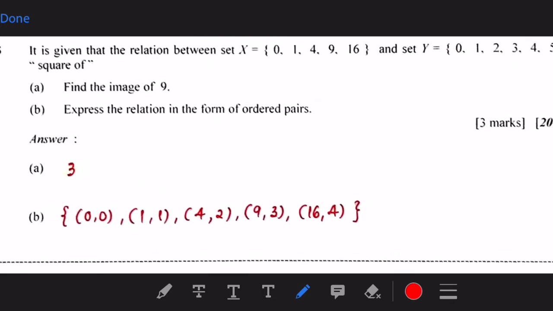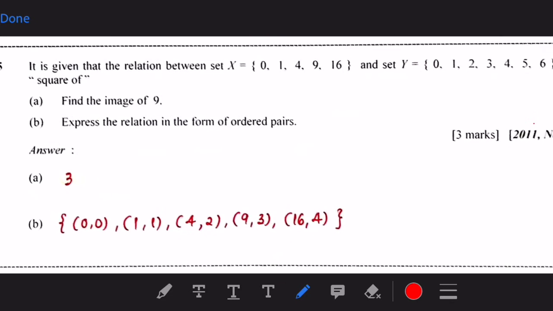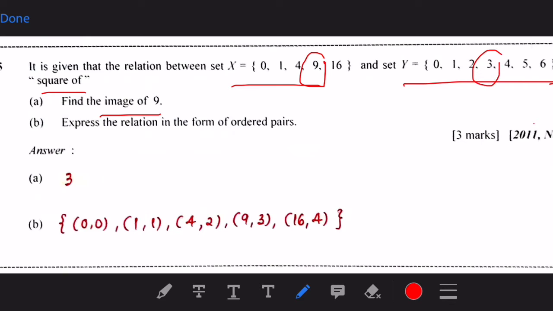Okay, so let's proceed to the next one. It is given that the relation between set X and set Y is the square of. The image of 9, square of, okay, the image of the 9. That means the square of 3 will give the answer 9. Right? So find the image of 9. Image of 9 is 3. So express the relation in ordered pairs.